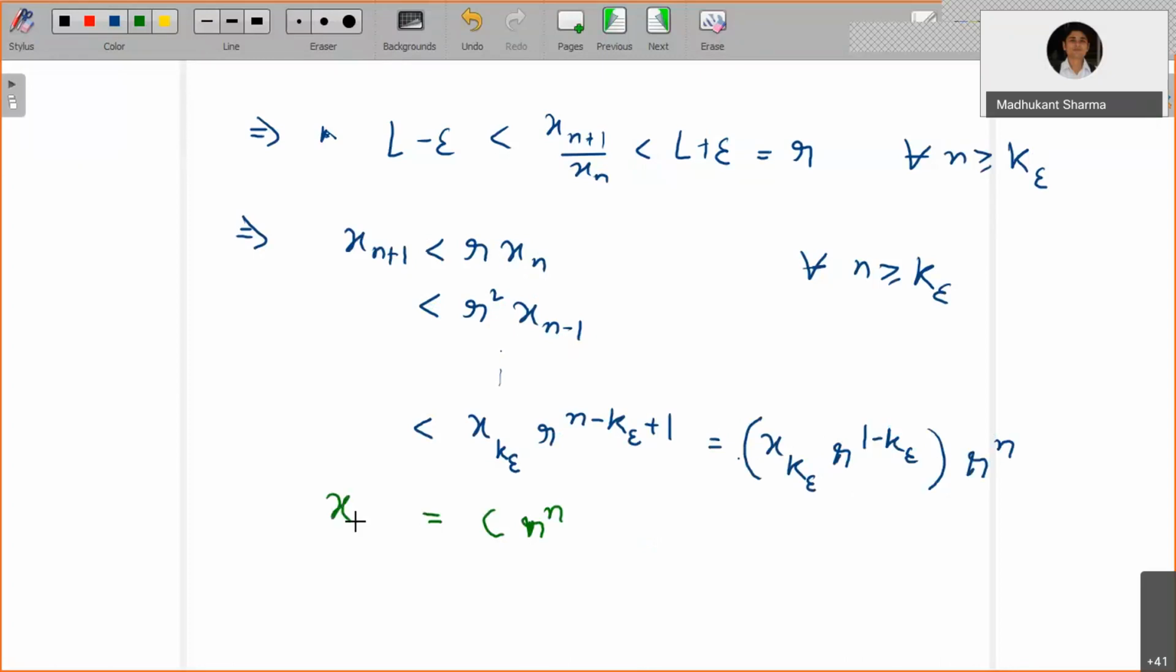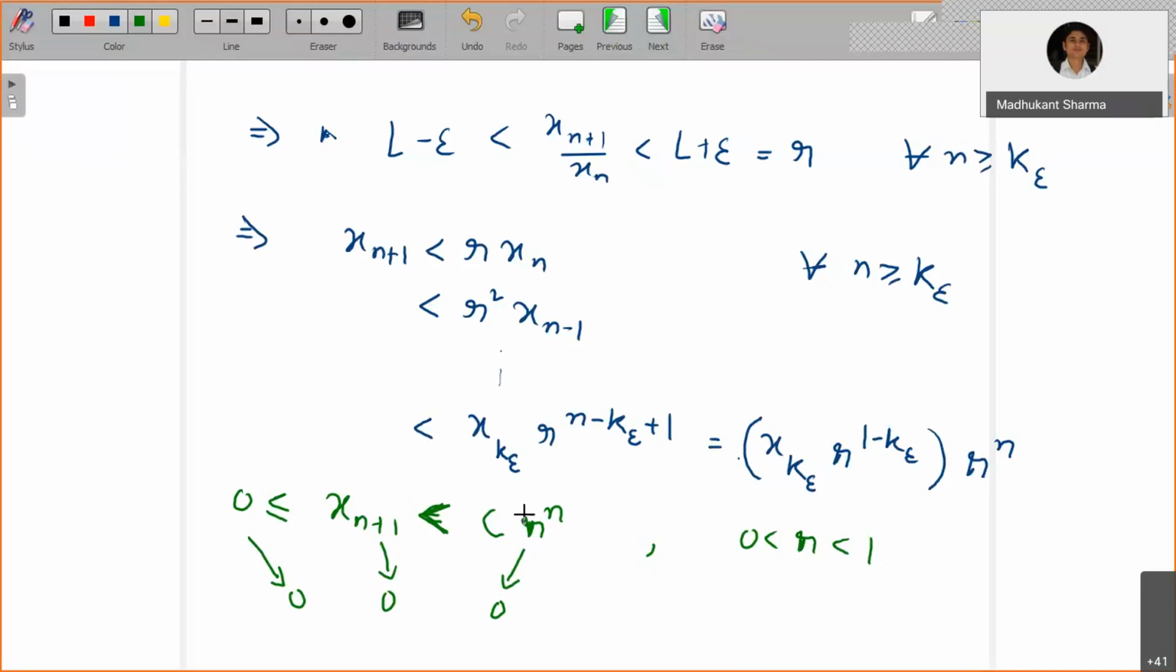So what you obtain is x n plus 1 is less than c times R^n, and you know that 0 is less than or equal to x n plus 1, which is strictly less than c times R to the power n. And now note that 0 is less than R is less than 1. Now use the fact that this tends to 0 as n tends to infinity. This is a constant sequence tending to 0 as n tends to infinity. So the Sandwich theorem gives you a guarantee that this also tends to 0 as n tends to infinity.